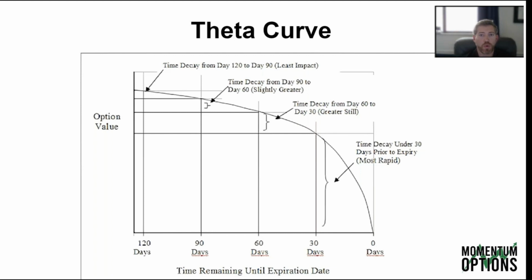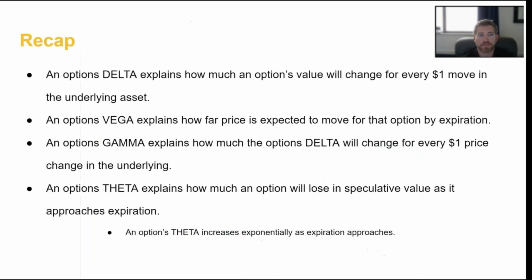Options from say 120 to 90 days, they barely lose any speculative premium. Then from 90 to 60, it starts to pick up. From 60 to 30, much faster. But then under 30, it's exponential, dramatically faster. You might find, like I said, an option with say 90 days on it might only have a theta of 5. Maybe it loses $4 per day, something relatively small. But an option that expires on Friday, say 4 or 5 days from now, might have a 25 theta or 30. And every day that number goes up. So something to keep in mind.